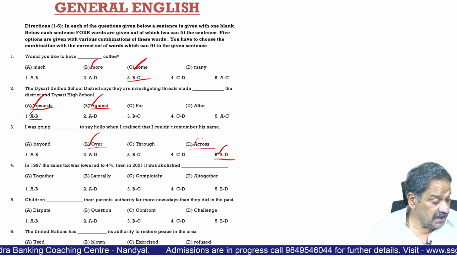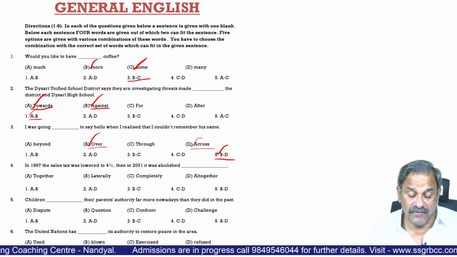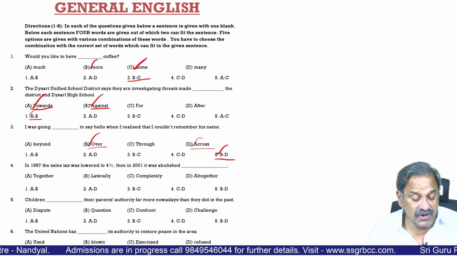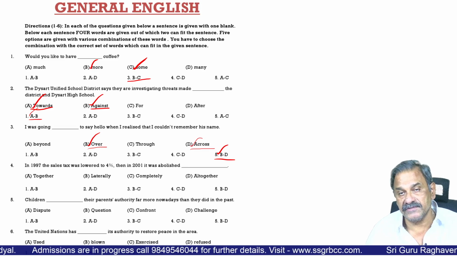Then in 1947, related to the first, in 1947, the sales tax was lowered to 4%.